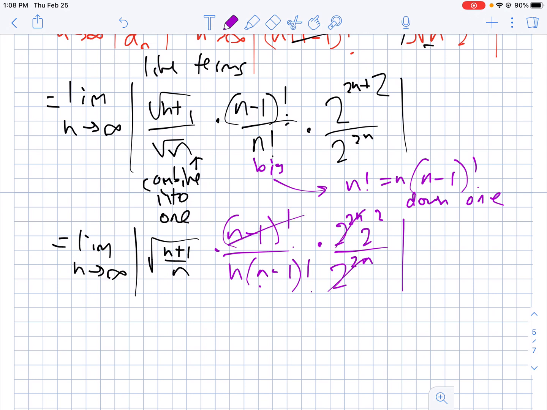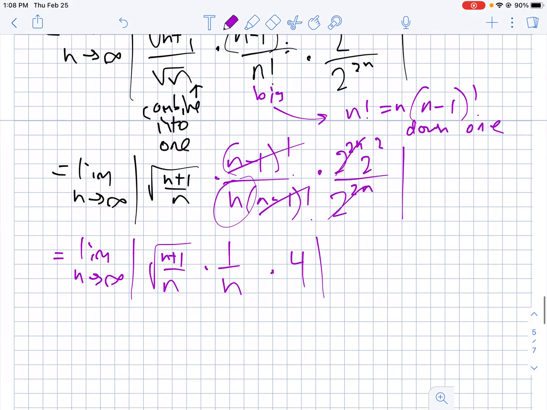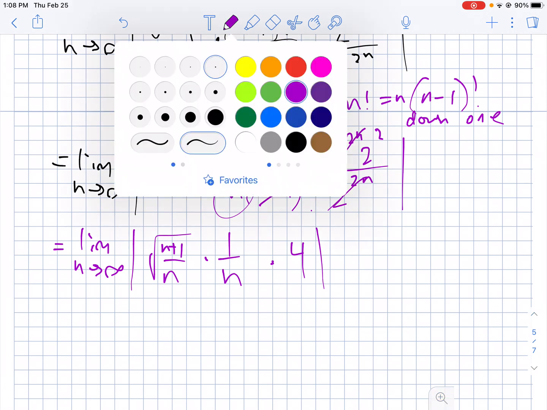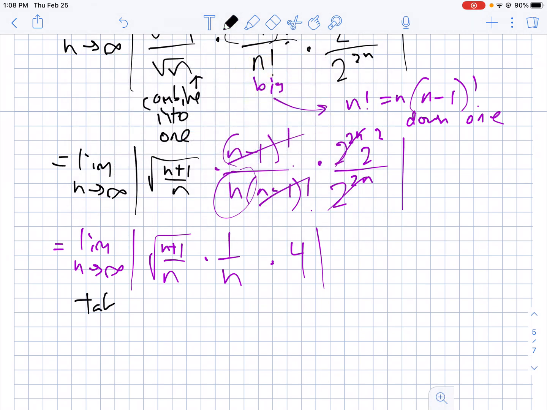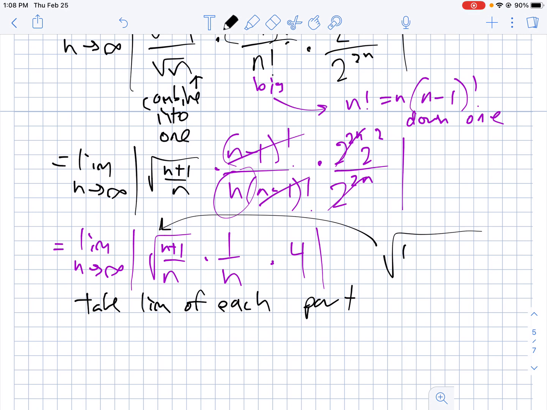Bam, bam, bam. So we can rewrite this as the limit as n goes to infinity of square root of n plus 1 over n times 1 over n, we still have that on the bottom, times 4. All right, and when you take a limit on something messy like this, just take the limit of each part. The same trick is going to happen anytime you have an exponent on here. You move the limit inside, you take the square root of the limit of n plus 1 over n, it's just going to go to 1 over 1.